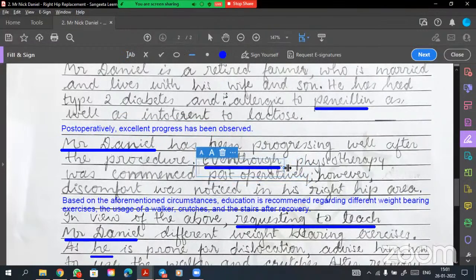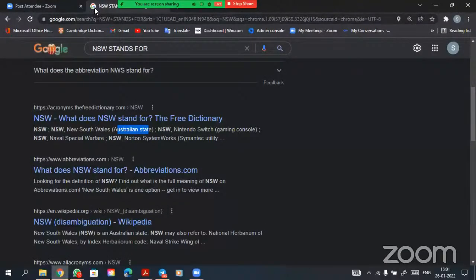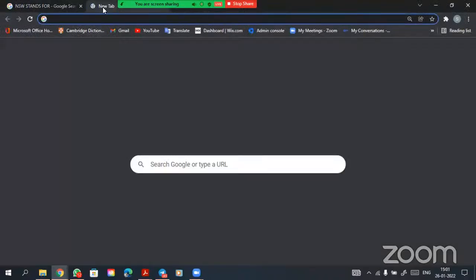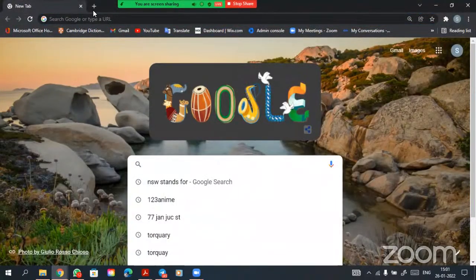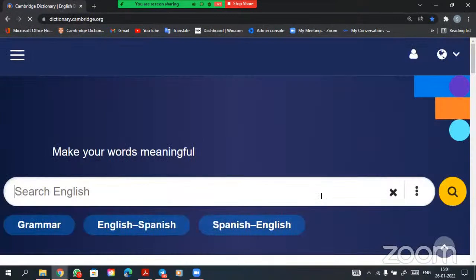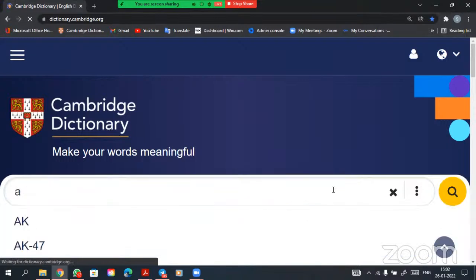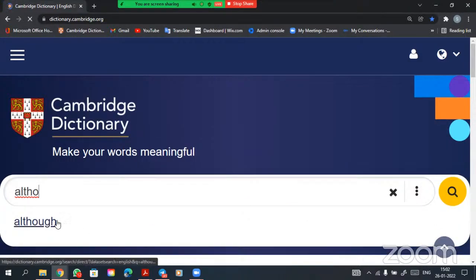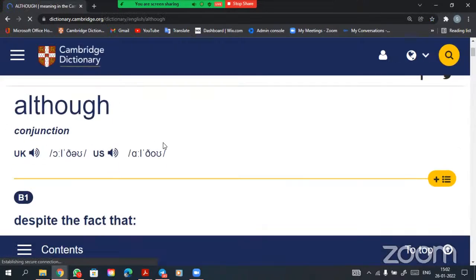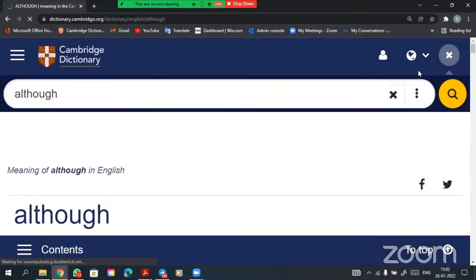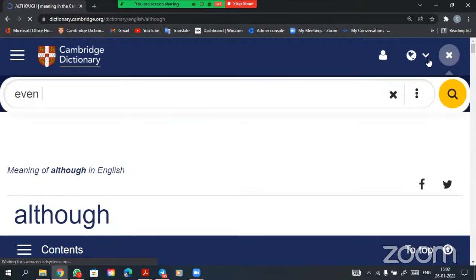Even though is one word or two words? I know although is one word, but even though is one word or two words, tell me. Sangeeta, do you have any idea? Okay, now let us see. I am taking you to Cambridge Dictionary. Although is one word. That's very clear. But what about even though? Let us see. Even though.